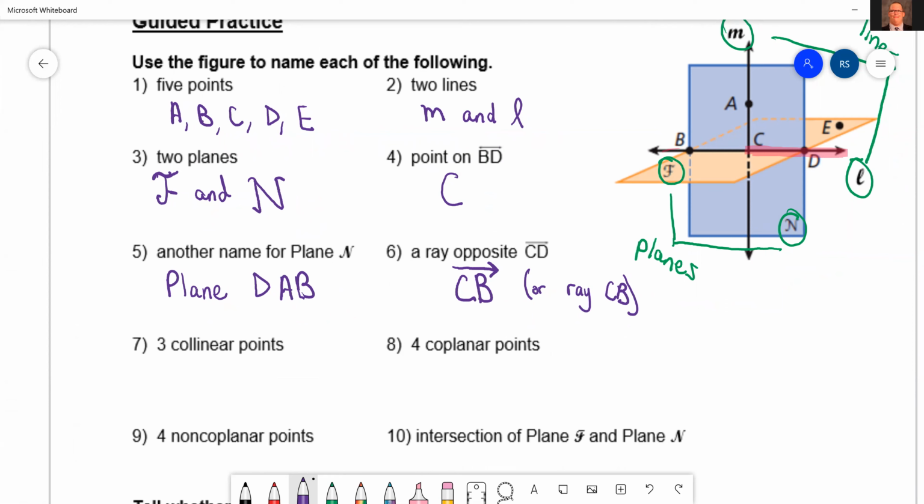Okay, seven, 3 collinear points. Well, there are 3 points that are on the same line. You probably looked at the picture enough, you're screaming the answer at me like, come on, teacher dude. B, C, D.